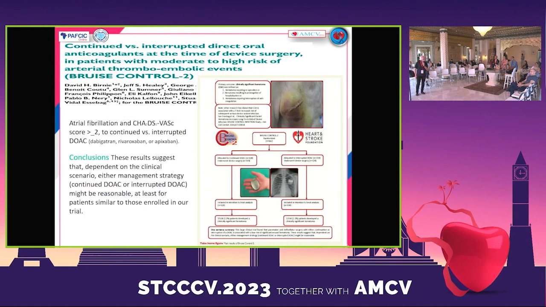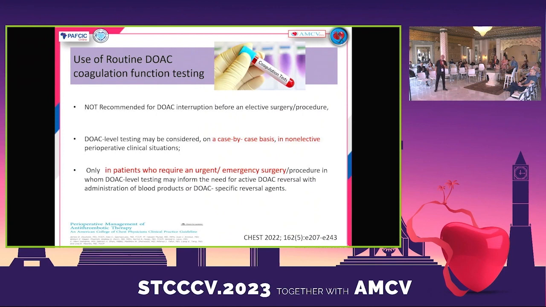We also have a study about inserting pacemakers, the BRUISE study, showing that whether we stop or not, if the patient doesn't take the treatment on the day of the intervention, the complications are very low. Hemorrhage is very low and embolic events are very low, so we can continue the treatment, or stop it if it's really a high-risk patient.